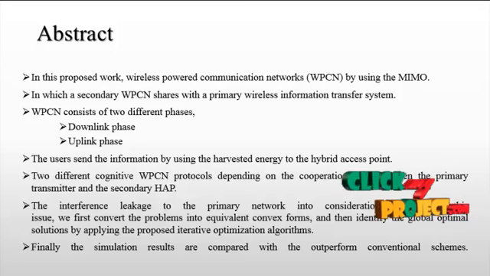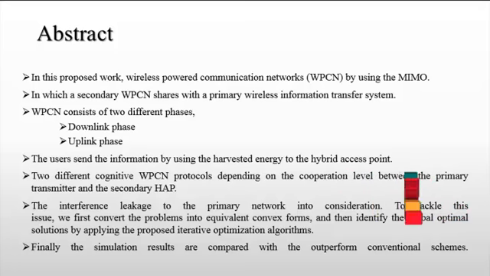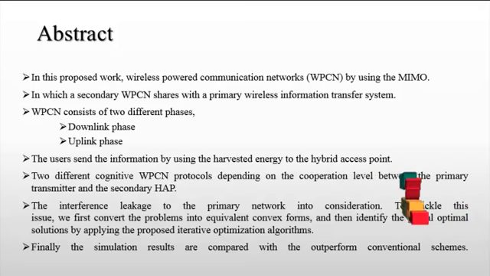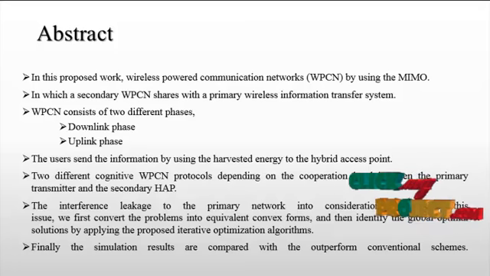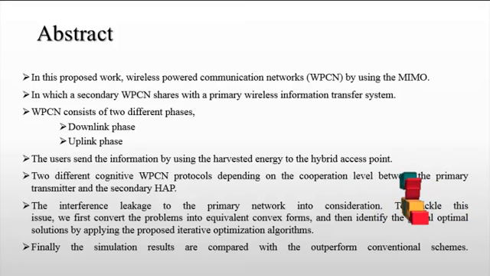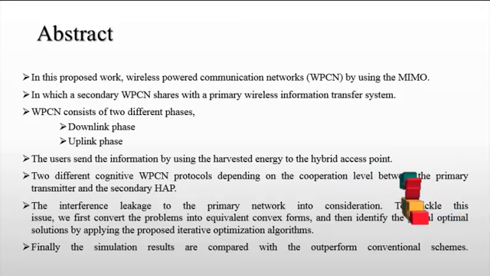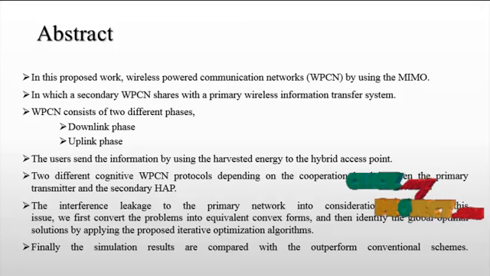There are two different cognitive WPCN protocols, depending on the cooperation level between the primary transmitter and the secondary HAP, that is the hybrid access point. Here we take the interference leakage to the primary network into consideration. To tackle this issue, we first convert the problems into equivalent convex forms, and then identify the global optimal solution by applying the proposed iterative optimization algorithm for the particular HAP protocol.